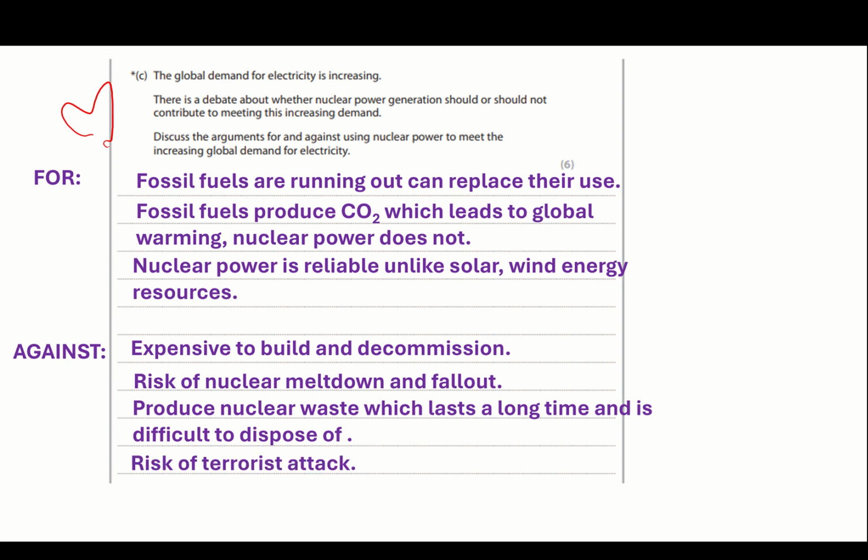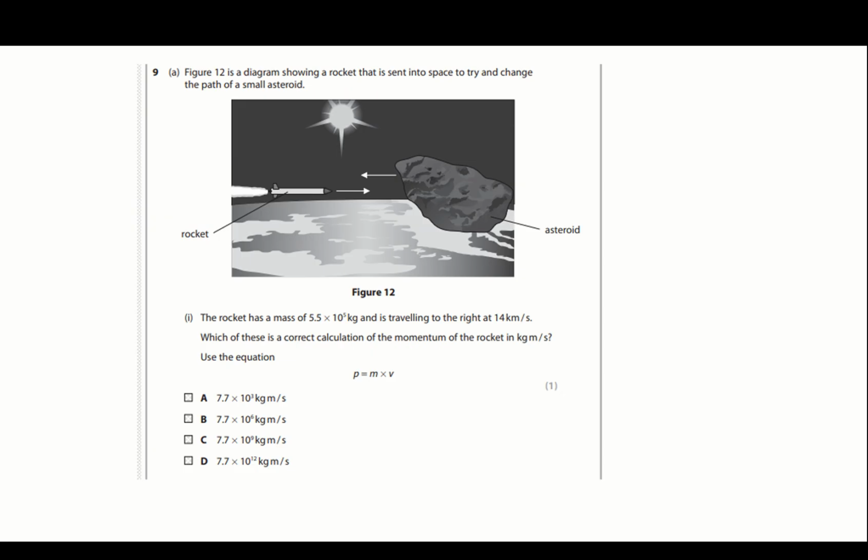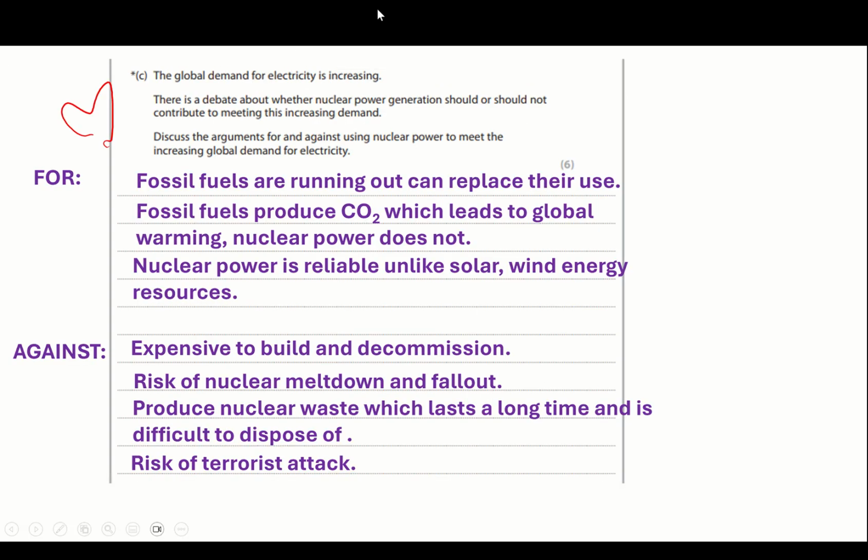And the last part, the nuclear power plant itself does have an increased risk of terrorist attack because any terrorist would know the damage that could cause to the UK. And that's that question done.